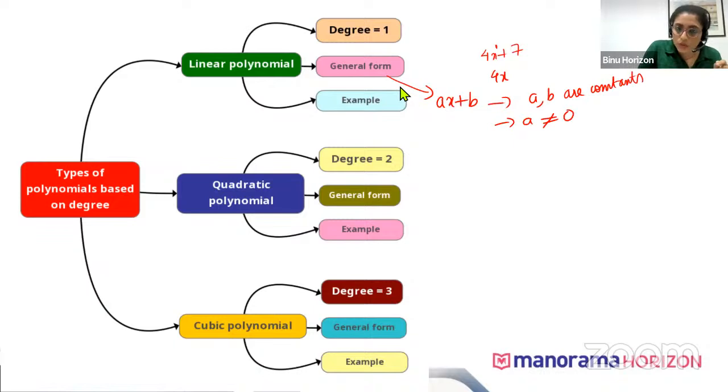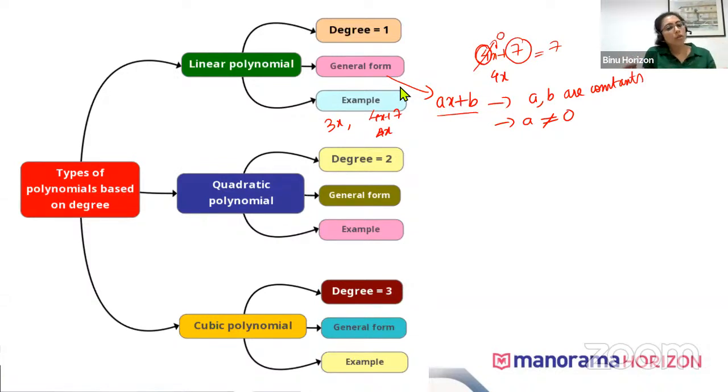What happens if a is equal to 0? If a equals 0, in this example 4 becomes 0, so it will give only 7. So 7 is actually not a linear polynomial, because it does not contain a variable term x with degree 1. Understood? So these are the basic characteristics of a linear polynomial: a and b should be constants and a should not be equal to 0. And the general form is ax plus b. Examples: 4x plus 7, 3x, 4x. Like that, an x term should be there.